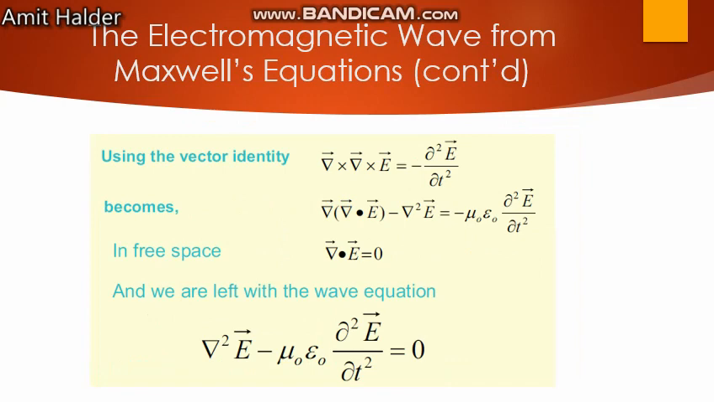Using the vector identity, we got this. That means if it is del cross del cross, we can write it like this. That is a separate equation. It becomes del of the dot product of this, minus del square, and you will ask what is del square. That is known as the Laplacian.